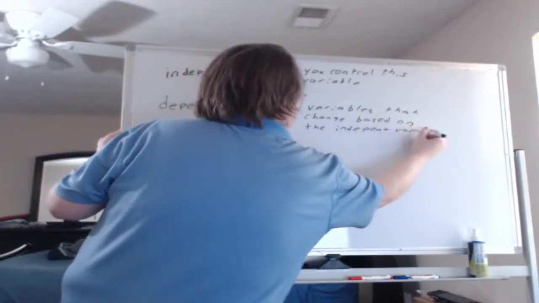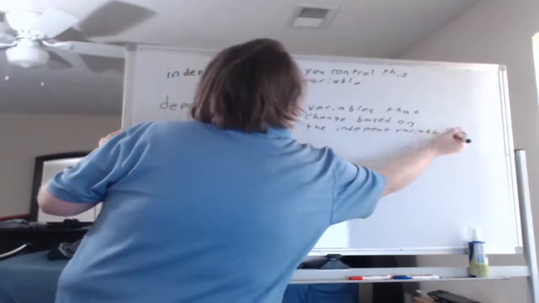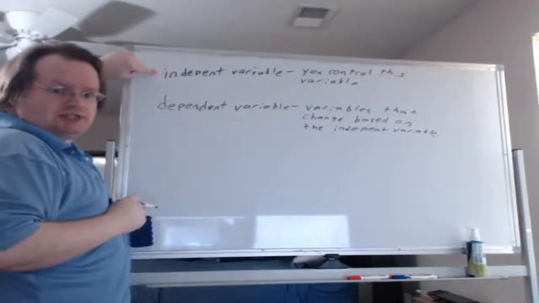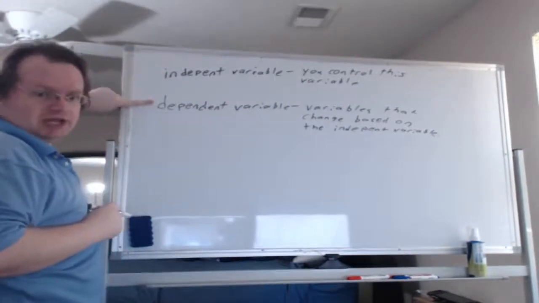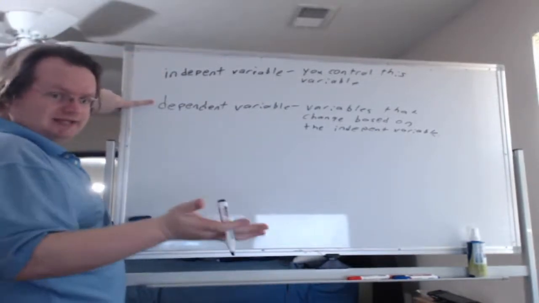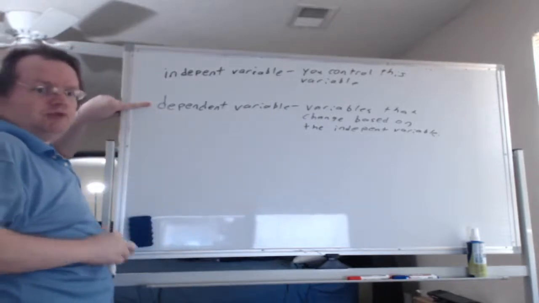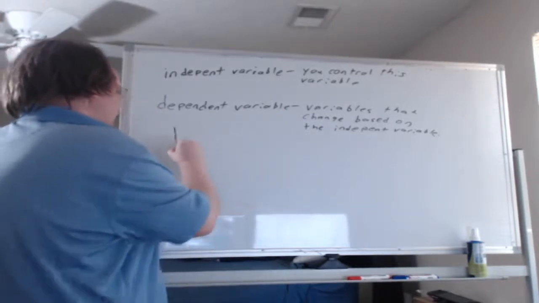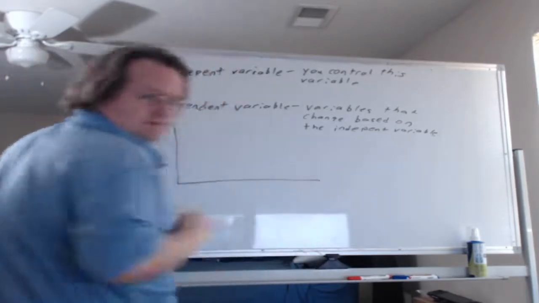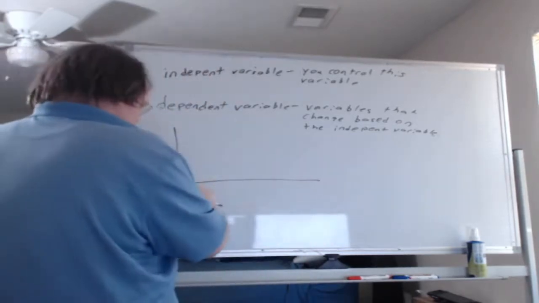So this is all about how you set your experiment up. In this case, we're trying to change something, and then we want to monitor that change. So my object that I expect to change as I heat it up, its change in mass would be a dependent variable.